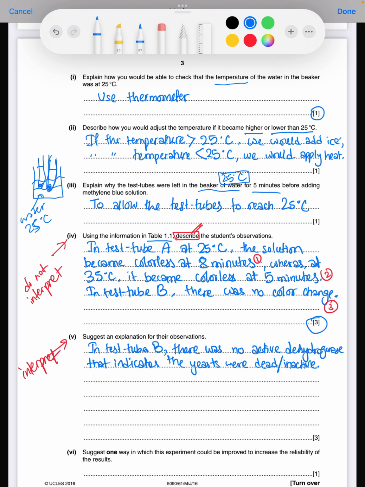Now in test tube A though, the enzymes were actually working. That's why there was a color change. So in test tube A, the yeasts are active. Now you can also write it down that in 35 degrees Celsius the activity started quite early. There was enhanced enzyme activity.